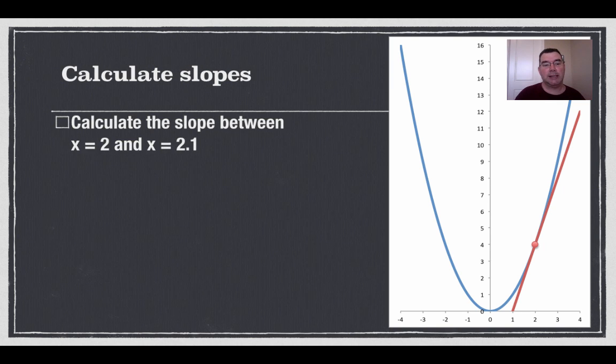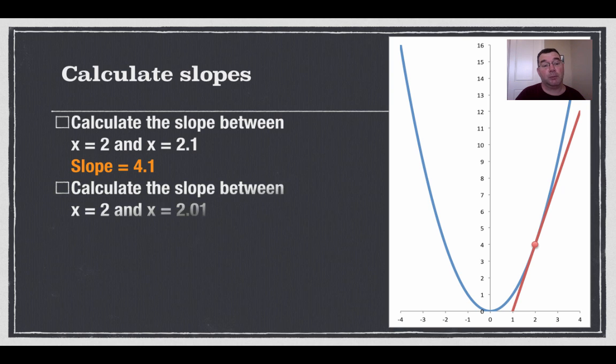So let me give you an idea of what I'm talking about. I could calculate the slope between 2 and 2.1. And if I figure that out, I get 4.1. What I did to figure that out was square each of those x's to get the y values, subtract those on top, and subtract the x values on the bottom, and I do my division, and I get 4.1.